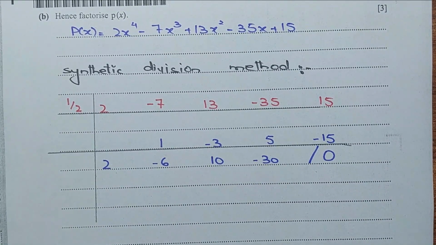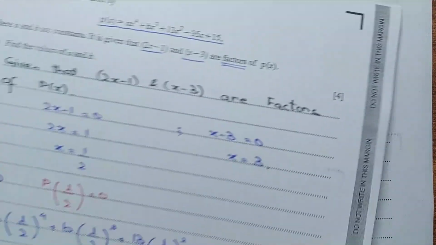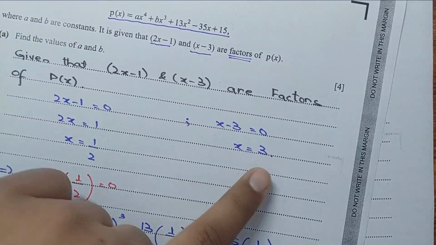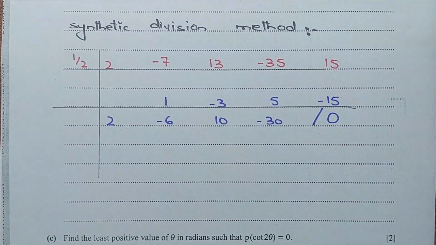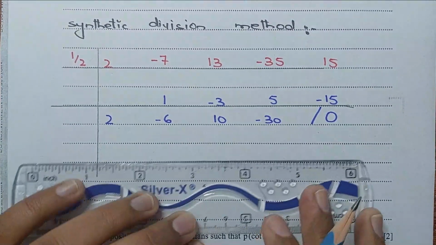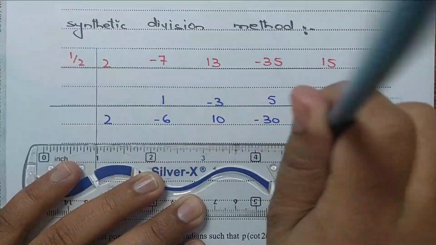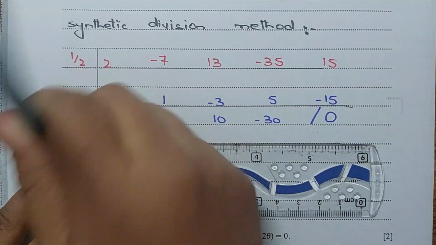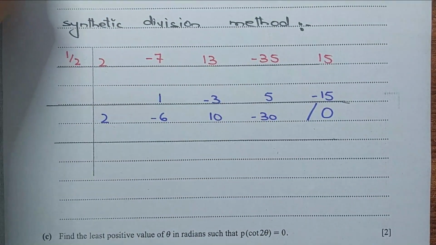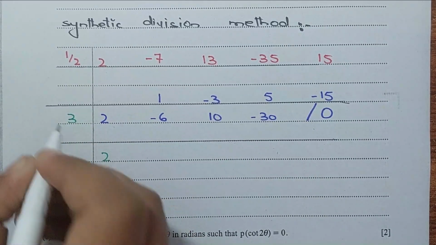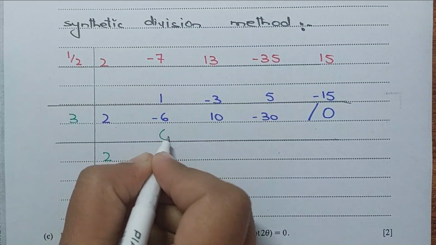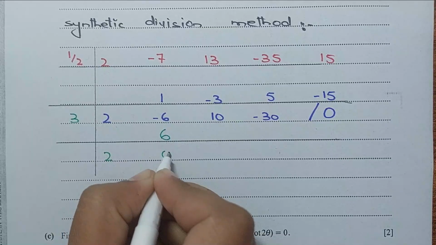Okay, one more piece of information: in the question we are given that it has two factors. The first one is 1 by 2, the other one is 3. So we have to use the number 3 as well, since 3 is a factor. Now we can say 3 is the factor. Write down the 3 over here. Bring the first term 2 down as it is. 3 times 2 is 6. When you add them up, it is 0.